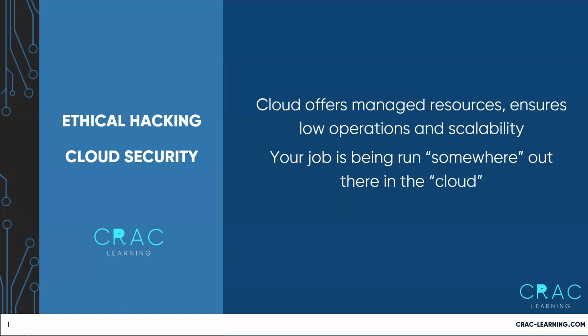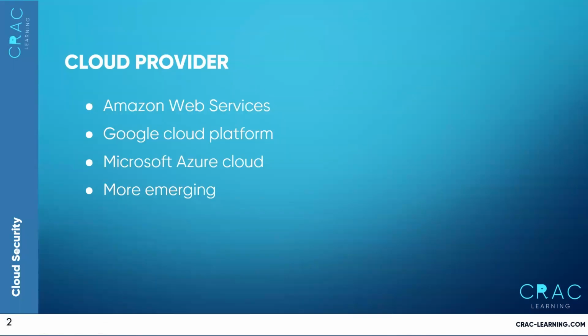So you can assume that your job is being done somewhere out there in the cloud, but you cannot actually see that physically, so it is doing your work virtually on remote servers. Multiple cloud services are gaining popularity nowadays. Popular ones are Amazon Web Services, or AWS. Then we have Google Cloud Platform, or GCP, and we have Microsoft Azure Cloud. There are many emerging cloud service providers which are not listed here but are used by multiple businesses.